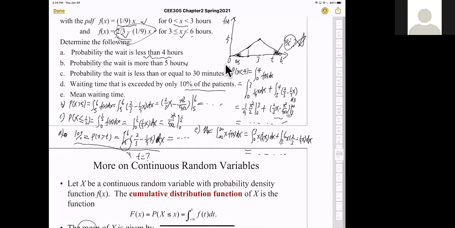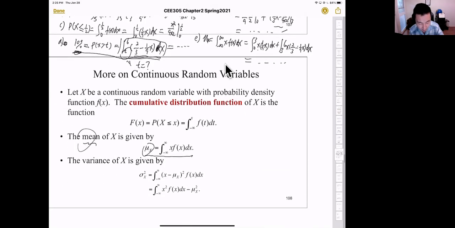For part D, you just end up with a function of T, right? Yes. Based on this, 10% is equal to this equation, and there's only one unknown in this equation, which is T. So solve for T. Okay, thanks. Thank you for the question.